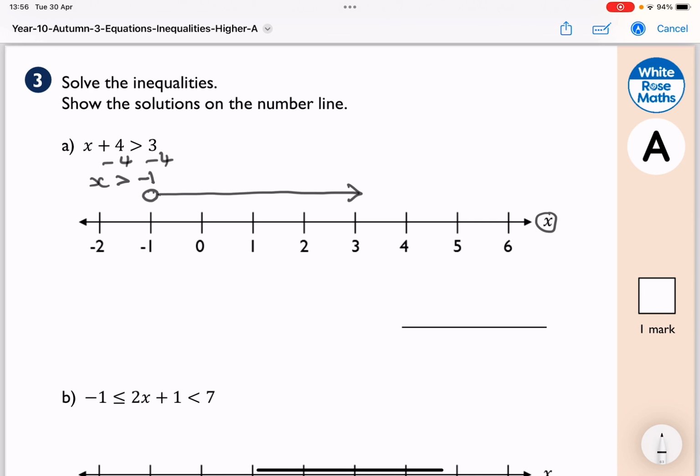All I've then got to do is decide on, have I got to colour the circle in, and because it hasn't got that equals, so if it's got the equals, I colour it in, but as it hasn't, I just leave it open. That would be the answer there.